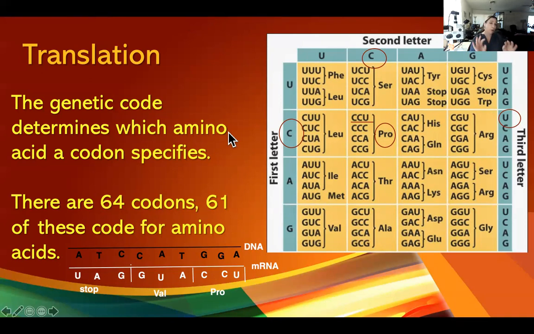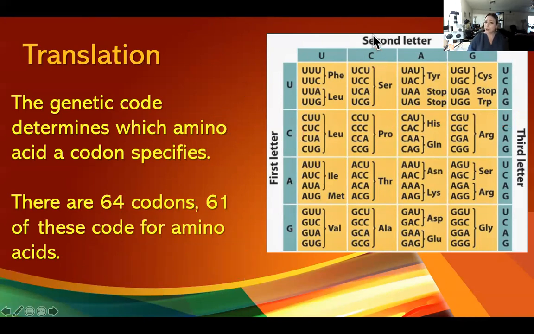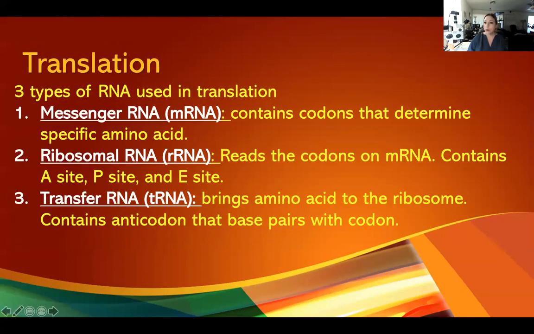Okay, now that is only a part of translation. Actually, like I always say, a little bit more complicated than that. But that is the first part to you understanding how translation works. Okay, so in translation, there are 3 types of RNA that are used. Messenger RNA, which I just showed you. Now, I wrote the definitions here. Messenger RNA contains codons that determine the specific amino acid sequence.